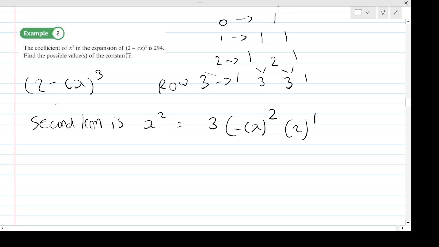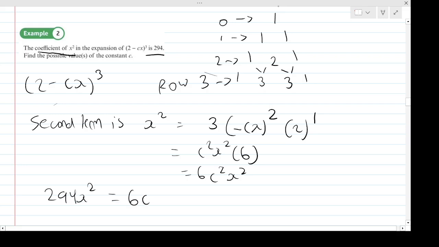Okay, well then we can simplify this bracket, right? Well, firstly, minus cx all squared, that would be c squared x squared. Then we have 3 times 2, right? So that'd be 6. So that goes to 6c squared x squared, and so there we are. So that is the full term of x squared now. Now, it said the coefficient of x squared in this expansion is given as 294. So actually, it should be 294x squared. But we have here 6c squared x squared.